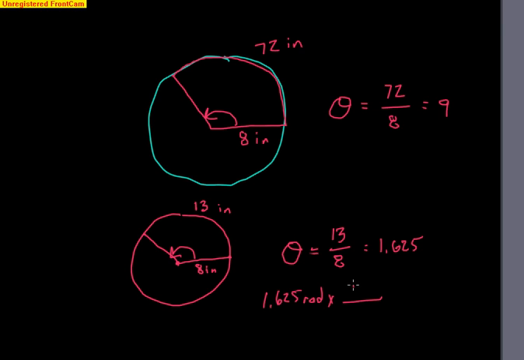So I get 1.625 times 180, which is 292.5 divided by pi. Let me do 292.5 divided by pi on my calculator. I get 93.11 degrees. So this should all come together. Look at this picture. 13 inches is that arc length. 8 inches is the radius. So 13 divided by 8 is how many radians I am. Convert that radians to degrees, and I get about 93 degrees.